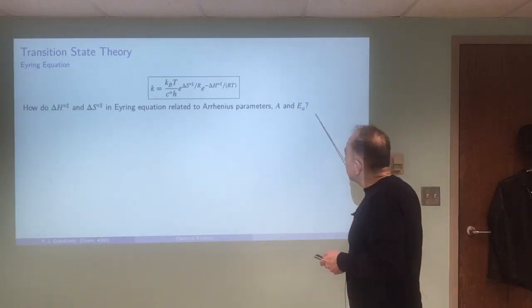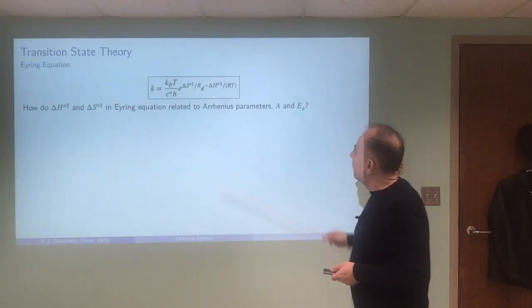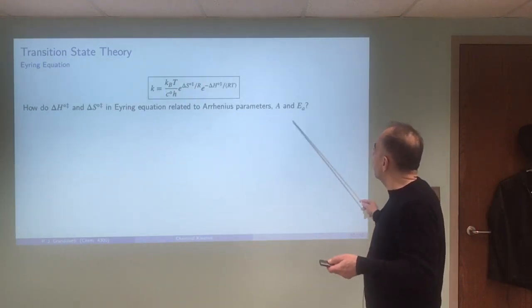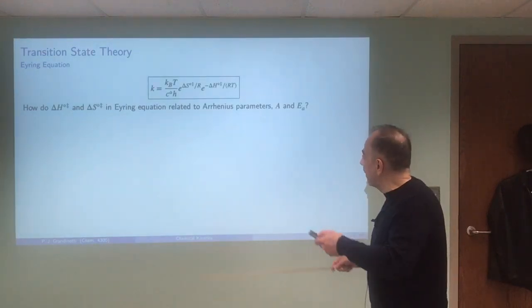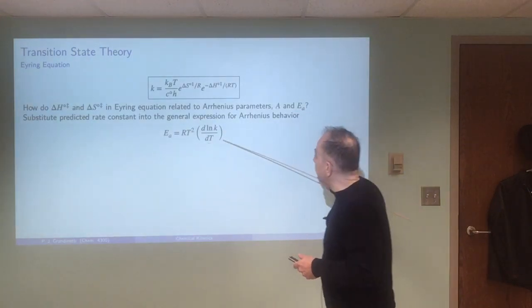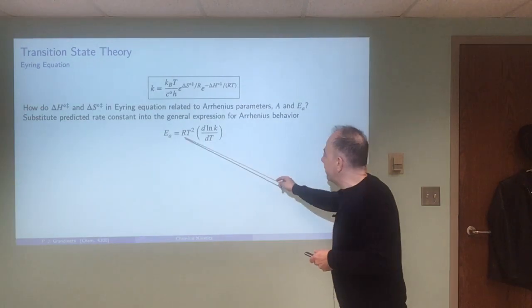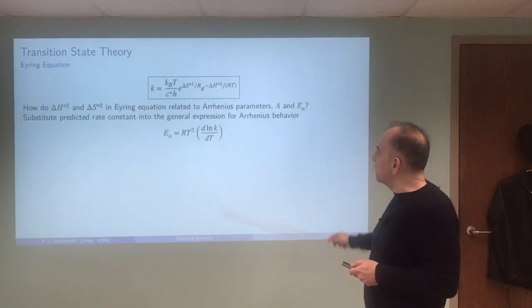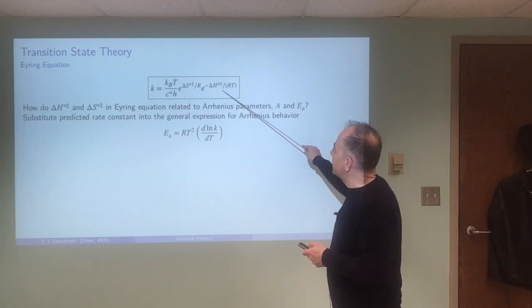So let's see if we can work out how to relate this expression that we just derived, Eyring's equation, to the parameters in the Arrhenius equation, which Arrhenius had worked out empirically. So we had this very general expression from the Arrhenius equation, which is the activation energy at any given temperature. So let's use this expression and see what we can learn.